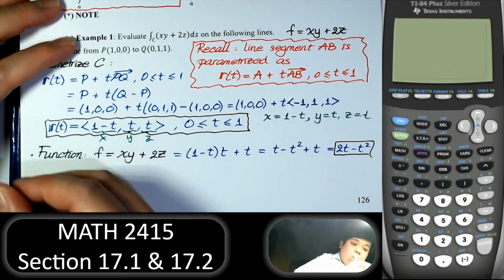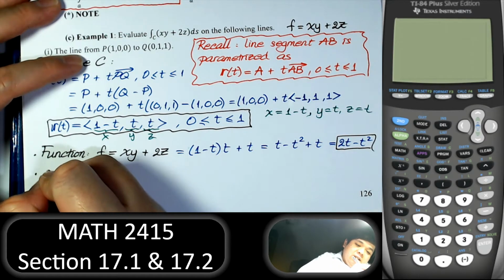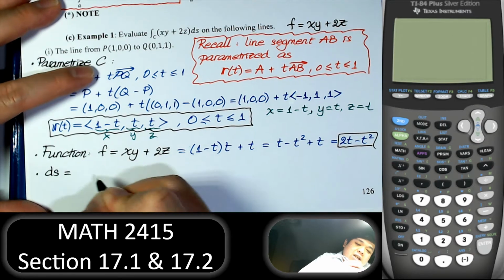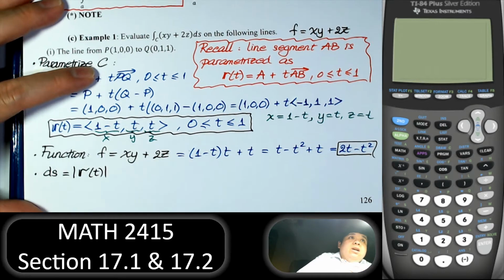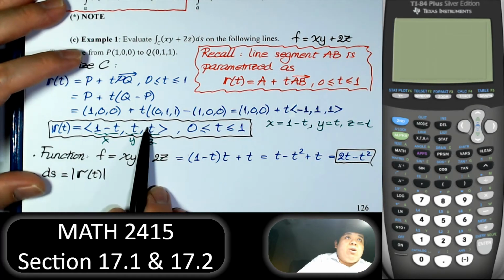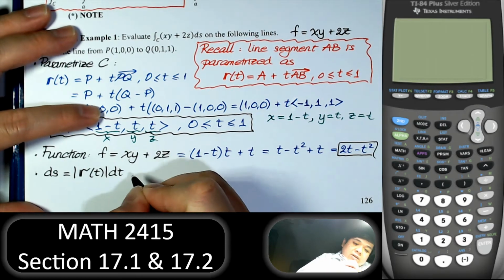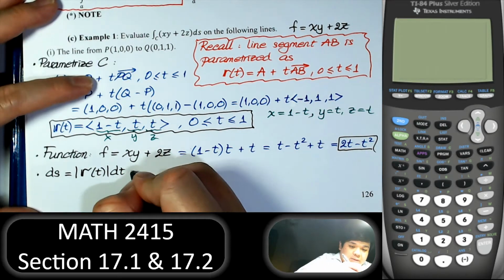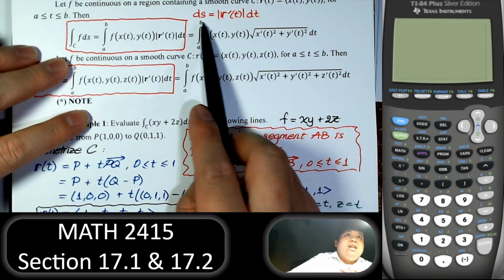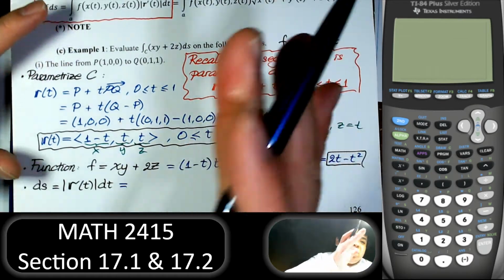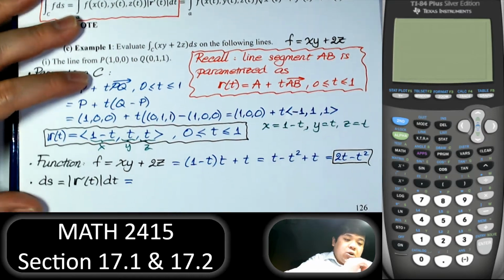For this one, we will do one more step. Find ds. ds is equal to the magnitude of the derivative of the parameterized curve times dt. So we determine those two things, but then on this one we will find ds. Anything in the scalar line integral will do that.